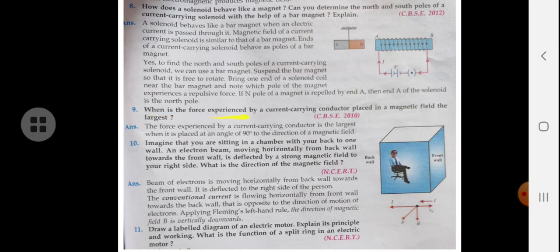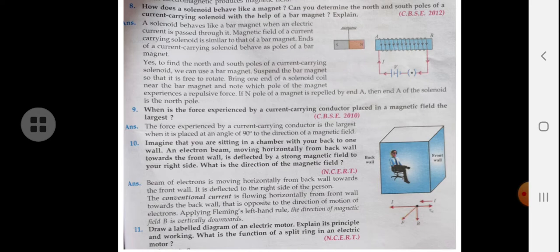Question number 9. When is the force experienced by a current carrying conductor placed in a magnetic field largest? So it is at 90 degrees. Question number 10. Imagine that you are sitting in a chamber with your back to one wall. An electron beam moving horizontally from the back wall towards the front wall is deflected by a strong magnetic field to your right side. What is the direction of the magnetic field? We have to find the direction of the magnetic field.